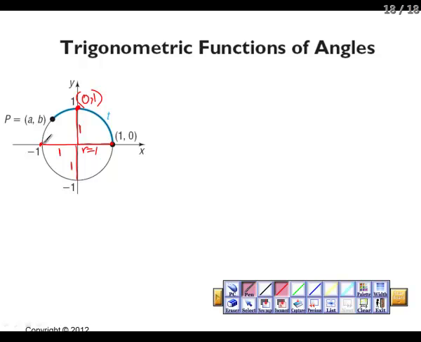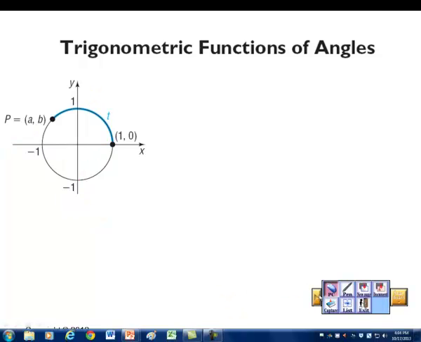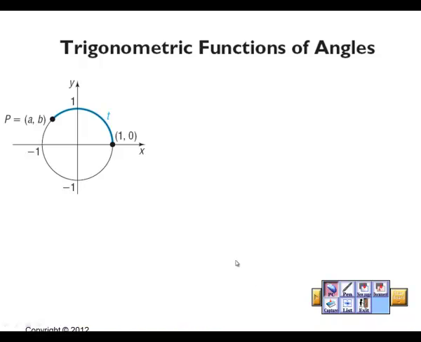This point here, what do you think that's going to be? You should have said negative 1, 0. And down here, what do you think this coordinate point is going to be? X is 0, y is negative 1. And so we're going to look at that and come up with values for sine, cosine, and tangent for all of those. We can also do the reciprocal identities too, which we will later.